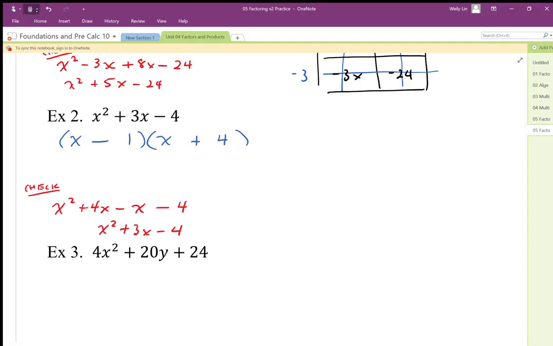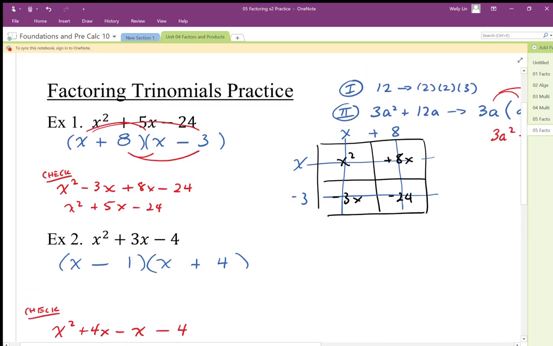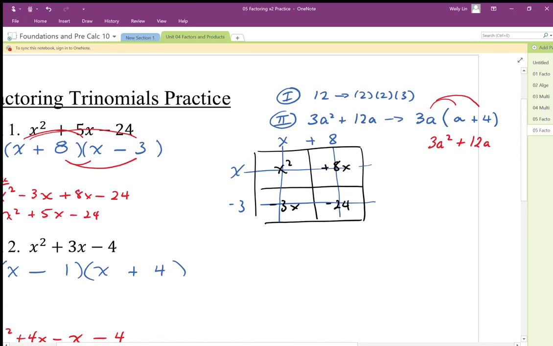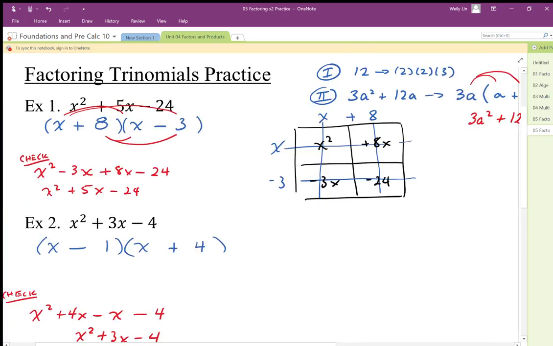So here's another one. This looks like a typo. I just need to fix that. Okay, so it's going to be 4x squared plus 20x plus 24. And I mentioned at the beginning, the factoring involves all these three types of factoring. So we need to make sure that we factor first. Well, there is a greatest common factor. We need to factor that out.